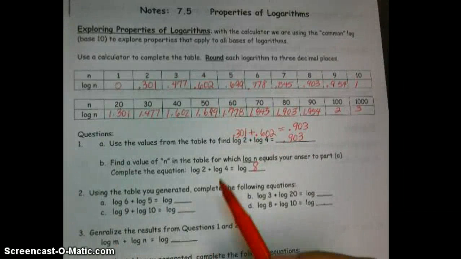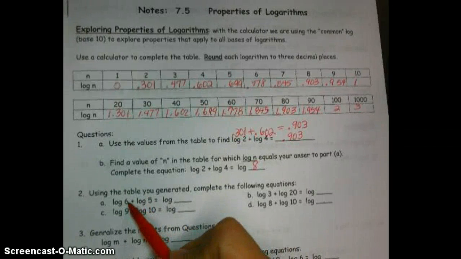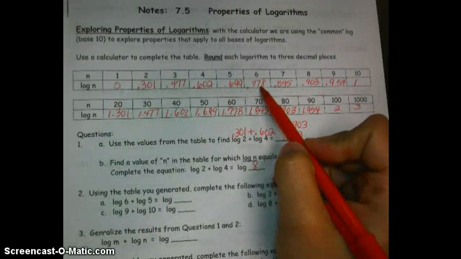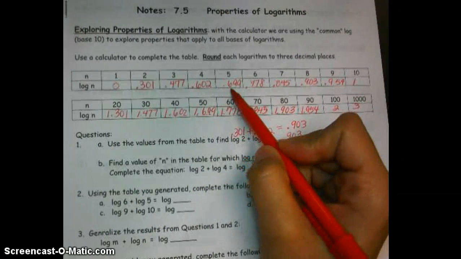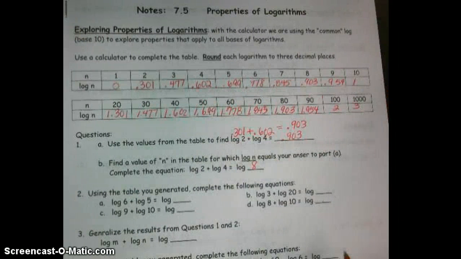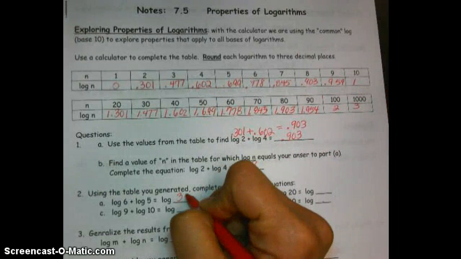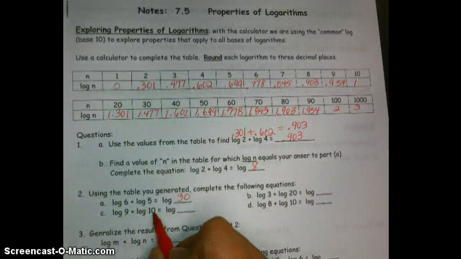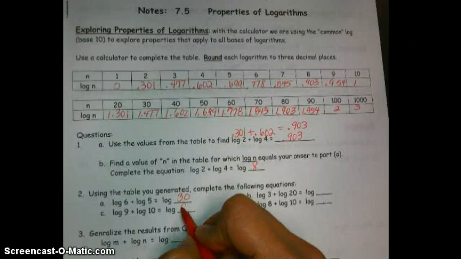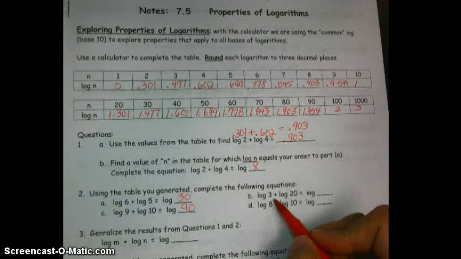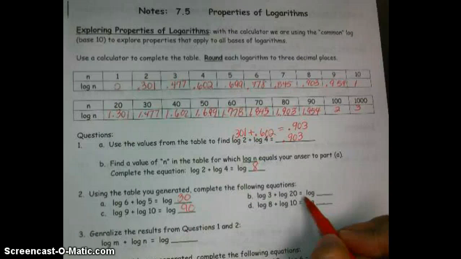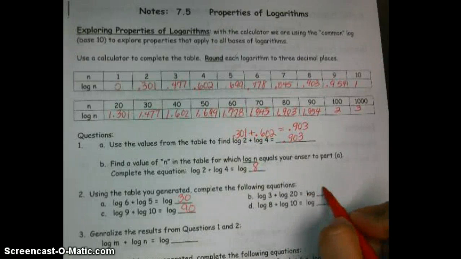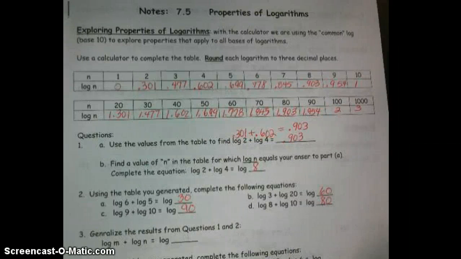Doing the same for this section here, I'm going to go to the table, look at the value of log 6, look for the value of log 5, and then find on the table what that's equivalent to, and I notice that it's the same thing as log 30. And when I do it for log 9 plus log 10, I notice that's the same as log 90. And log 3 plus log 20 is the same as log 60. And log 8 plus log 10 is the same as log 80.